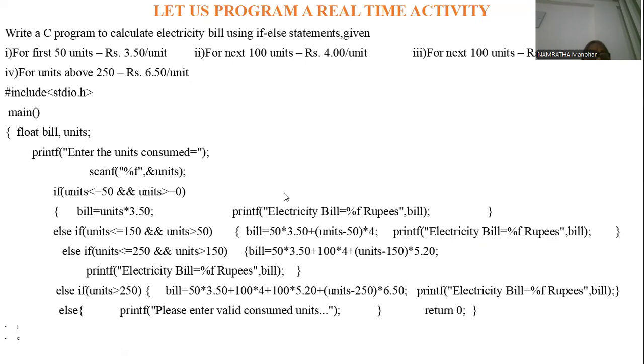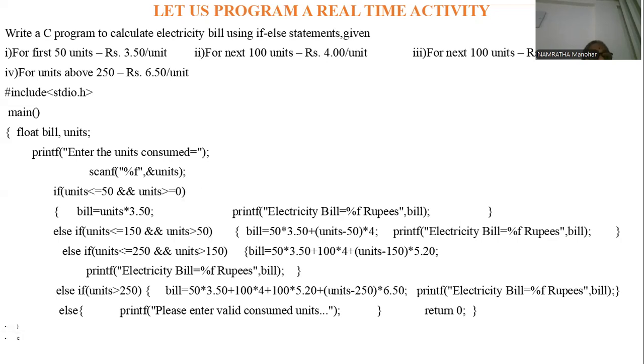So first, what is the logic? As I had explained to you about the steps in programming, you have to decide what are the variables that are needed. So the variables needed for our programming here are the total bill amount and the number of units consumed. So float bill, units consumed.